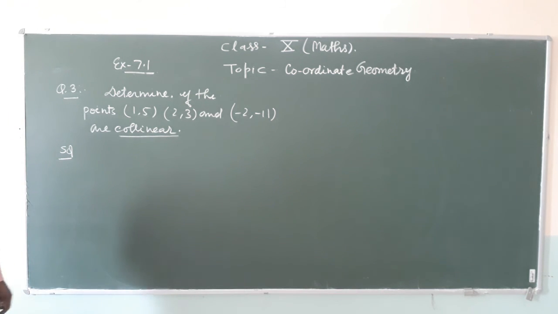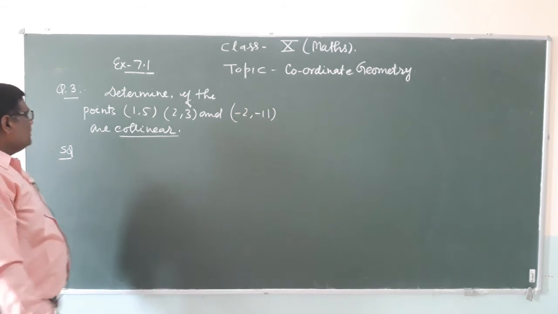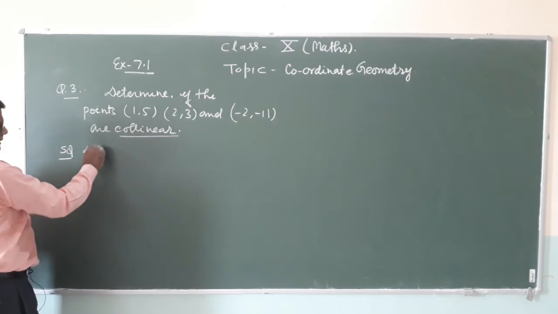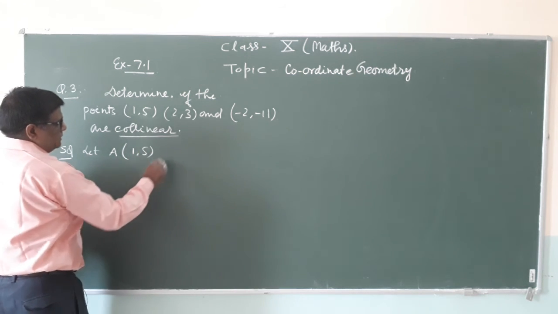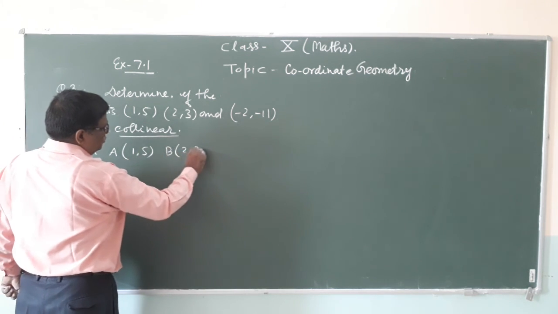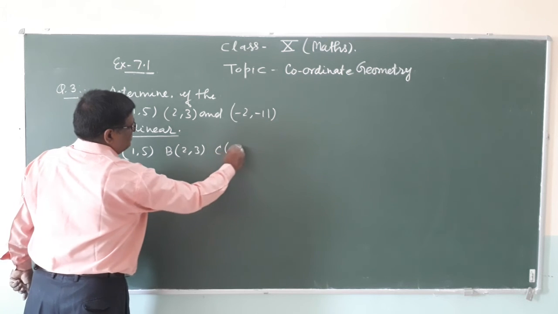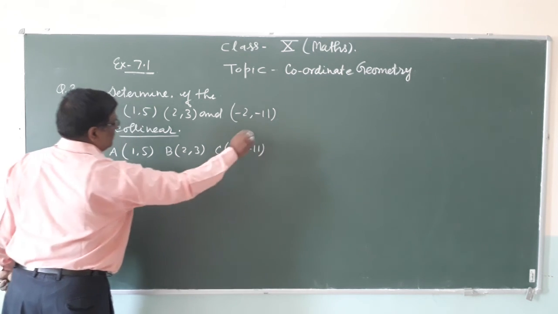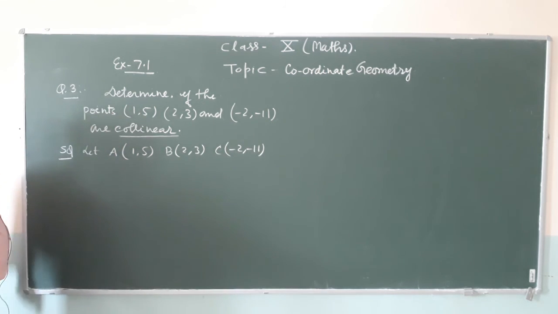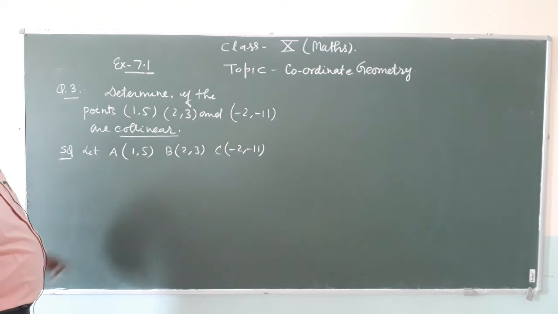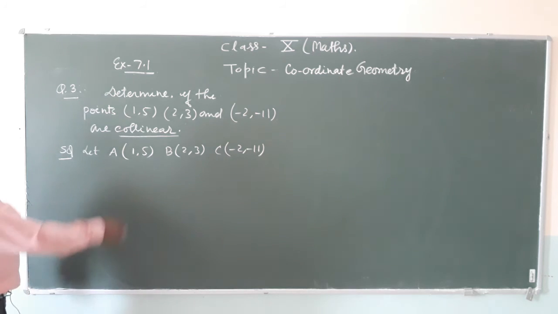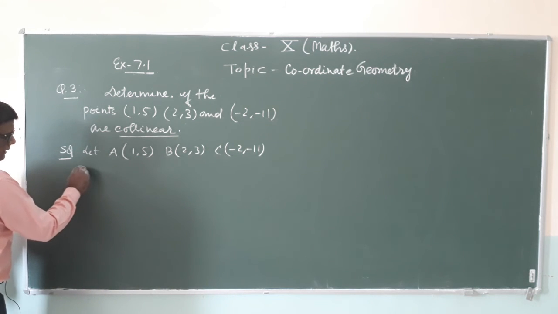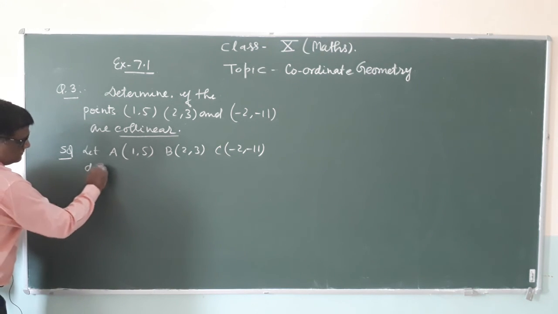So with the help of the distance formula, let us take A as (1, 5), B as (2, 3) and C as (-2, -11). Now with the help of the distance formula, we show whether these three points are collinear. First of all, we have to find the distances.